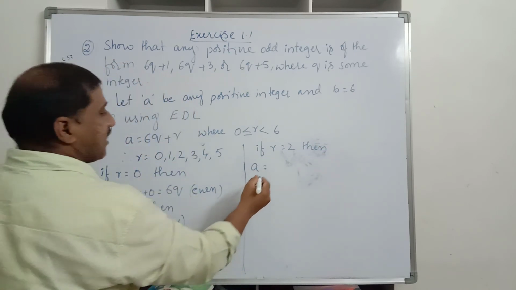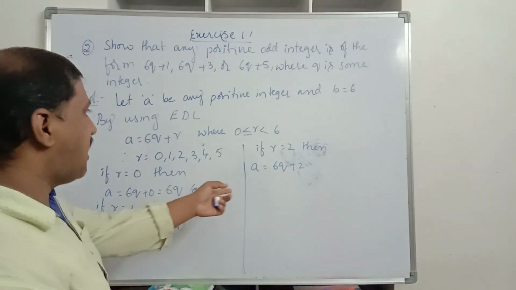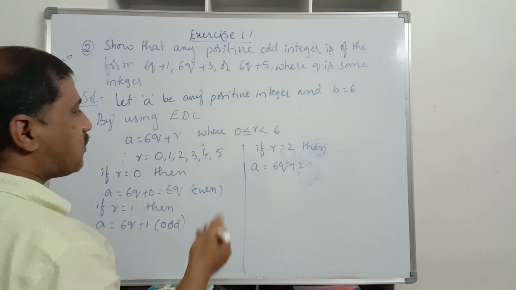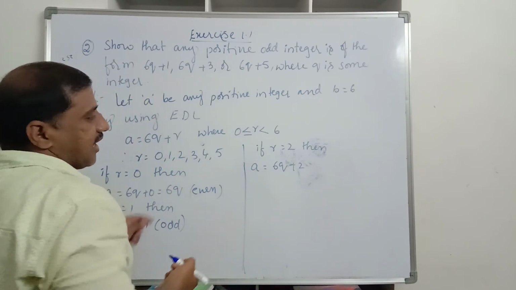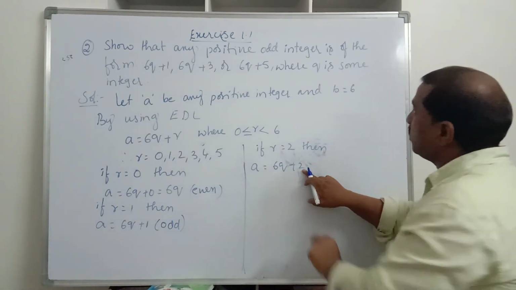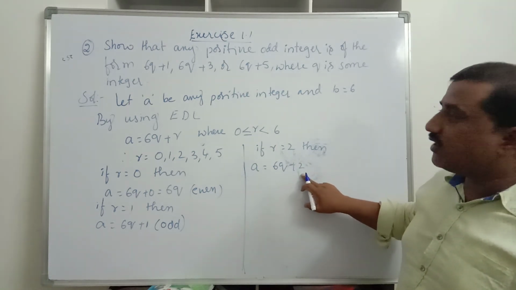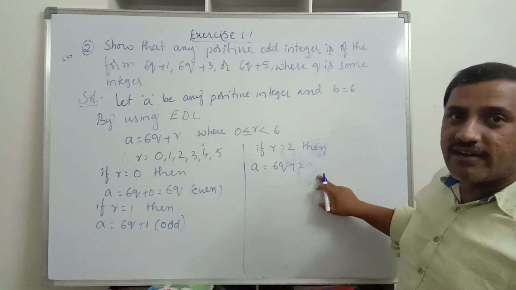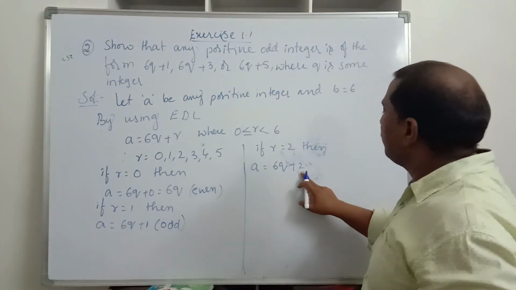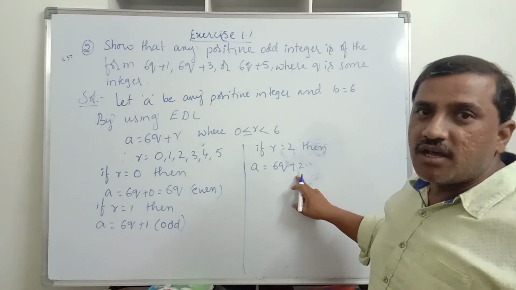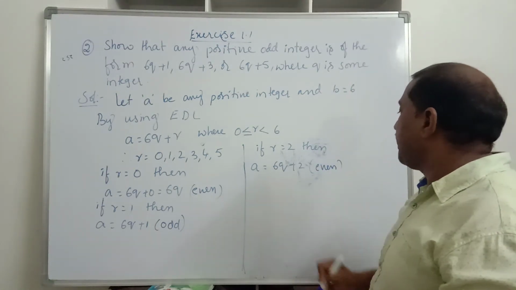Similarly, if R is equal to 2, then A is equal to 6q plus 2. So we can write this 6q plus 2. Here we got 2, so when we divide 2 by 2 we get remainder 0, and again this number is an even number. As we have proved that 6q is an even number, and we are adding 2, an even number, the sum of two even numbers is also an even number. Therefore 6q plus 2 is an even number.